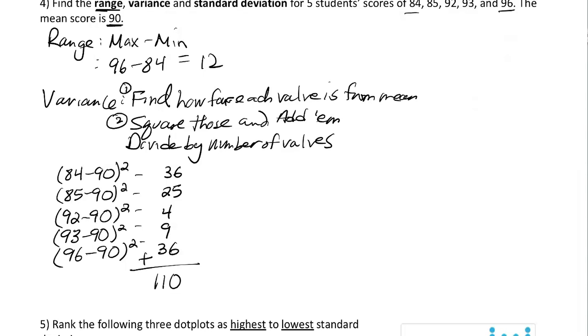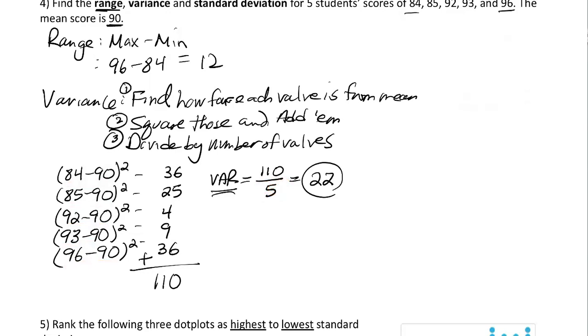So we get 110, and then third step, we take that 110 and we divide by how many values we have. 110 divided by, there were 5 test scores, and we get 22. So that would be the variance. VAR is the variance of the distribution. So just to recap, we'd like to find an average distance a value is from the mean. So we found distances from the mean, we squared them, and then we found an average by dividing by 5.